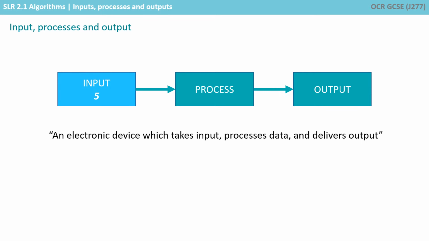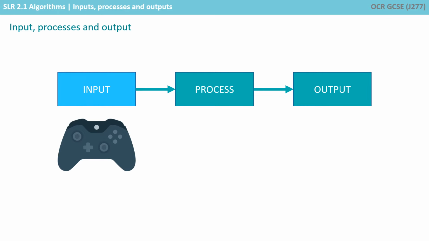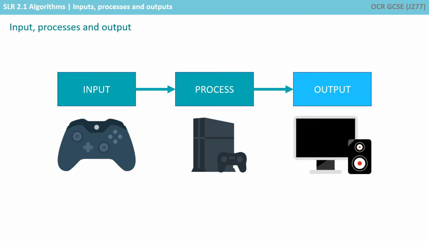You might remember this simple example. For example, a computer could take in the number 5, it could perform the calculation multiply by 2, and supply the output 10. And of course, no matter what you're thinking about, computers basically follow the same process. The input could be that supplied by a games controller. The actual console itself would process all of this data. And the output would be in the form of a change on the screen, sound through the speakers, and maybe vibration feedback.